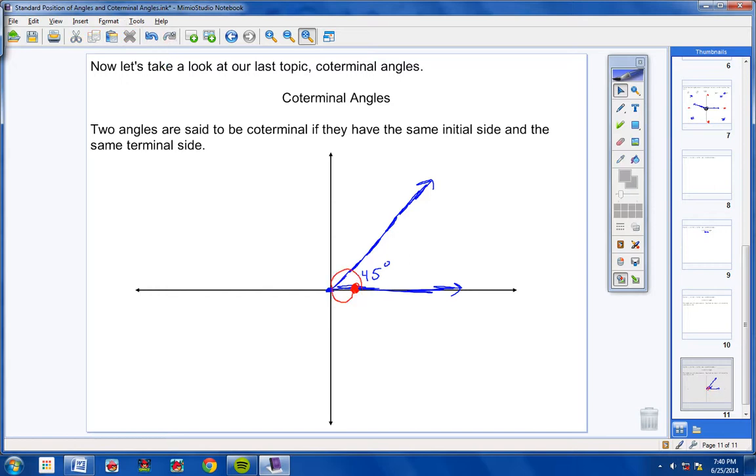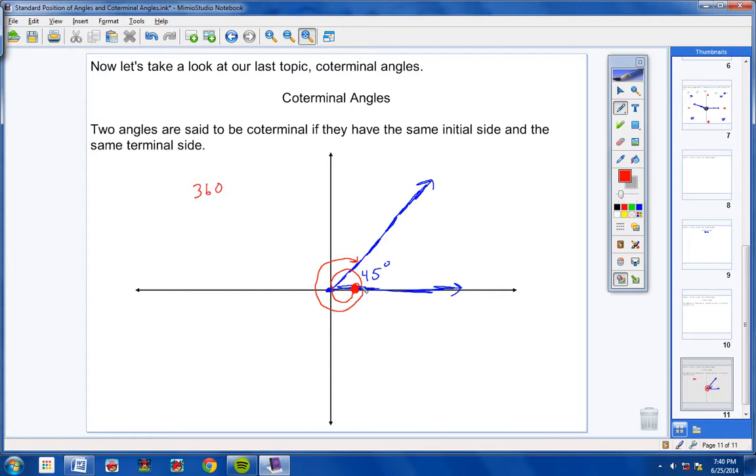And then rotate to here. So let's see what we have. Are you ready? We started here. We rotated 360, so there's 360. And then we went almost all the way around again. We stopped 45 short, so that's 315.